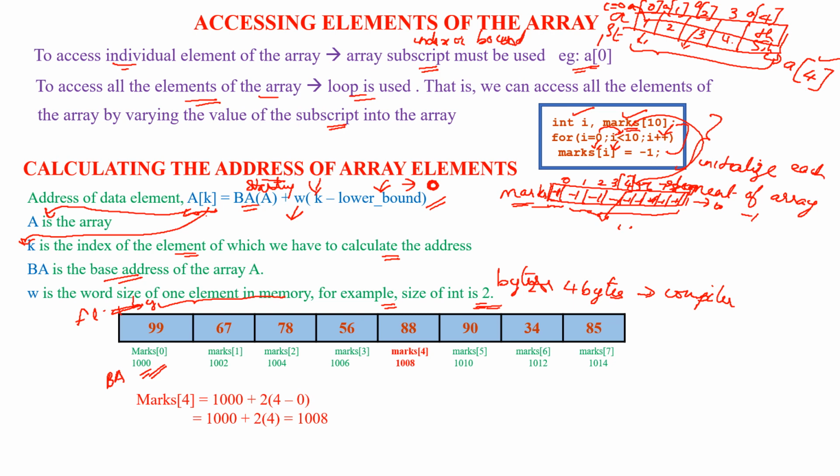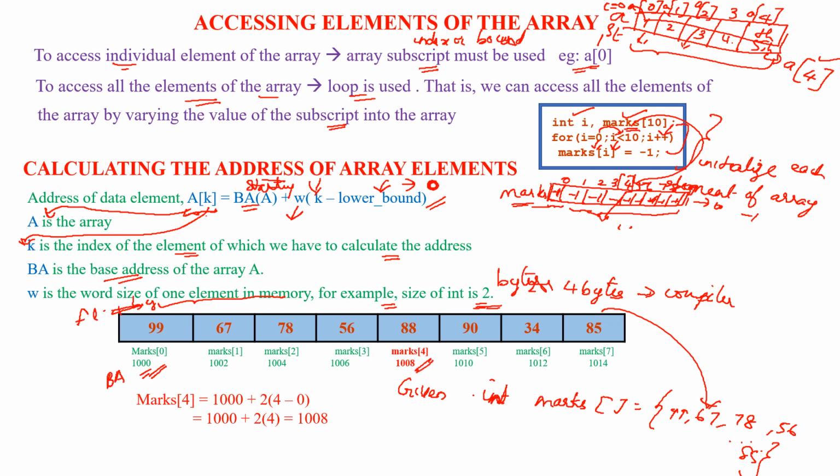So you are given an array. Array is int marks of 99, 67, 78, 56, 85. So these are your array elements. Calculate the address of marks of 4, if the base address is 1000. Base address is also given as 1000.